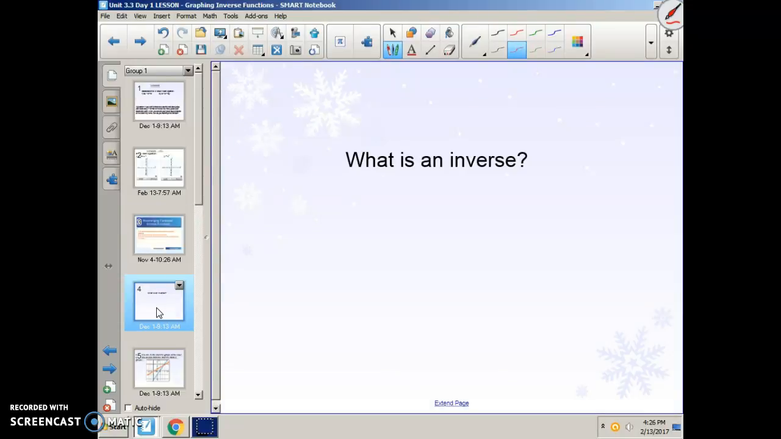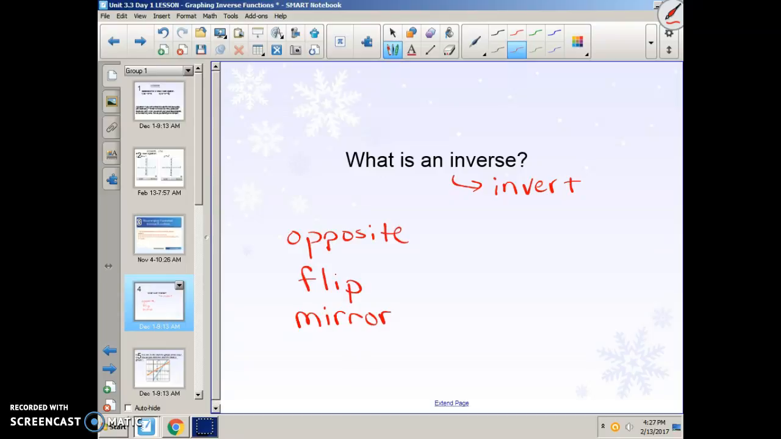So first of all, what is an inverse? Okay, well, a word you can kind of associate it with is invert. So think about in your head if you invert a picture, or you invert your shirt, or if you invert a word, what are you doing to those things? Okay, well, some words that might be coming to mind are opposites. Take the opposite of something, or you flip it inside out, or you turn it, or you mirror image it.